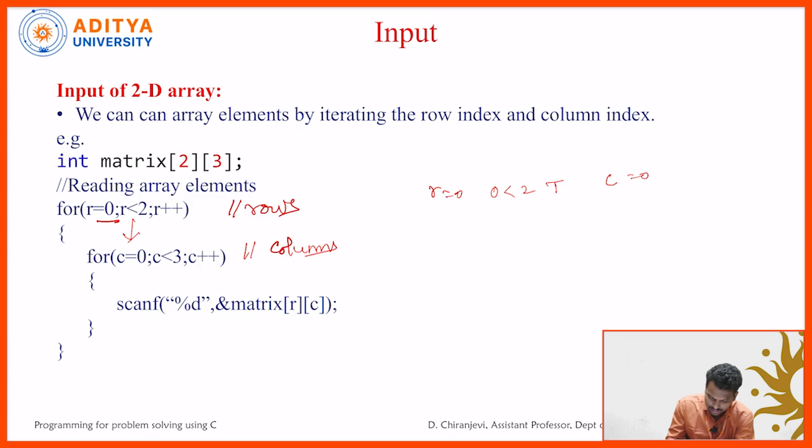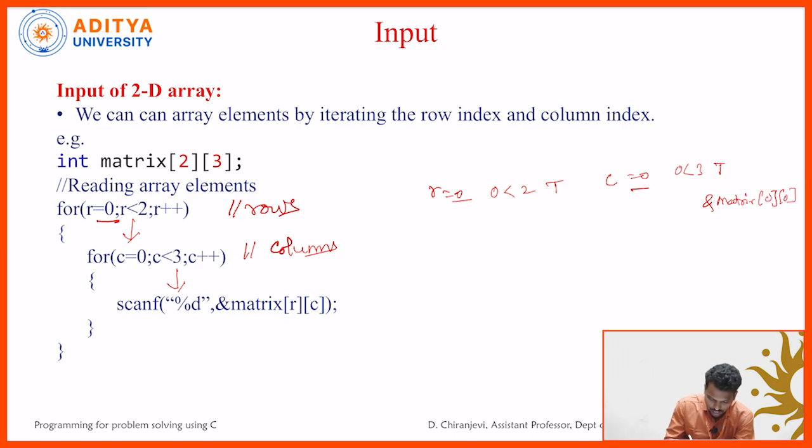Then C value less than 3. So 0 less than 3. This is also true. If this is true, what will you do? You will read the first element, that is matrix row 0 and column 0. So matrix[R][C] is provided. So R and C values are currently 0. So you will simply read &matrix[0][0] value.